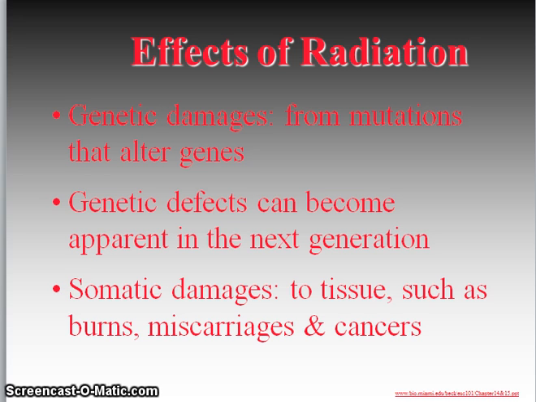Effects of radiation, we've talked about this a little bit already. Radiation can cause genetic damages. It can damage the DNA in cells. It can alter the genes. These genetic effects can possibly not be manifested in the person who receives the radiation, but can damage the egg and the sperm, and it becomes more apparent in the next generation. And it can cause somatic cell changes, those are the body cells, to tissues, burns. It can cause burns, miscarriages, and cancer.